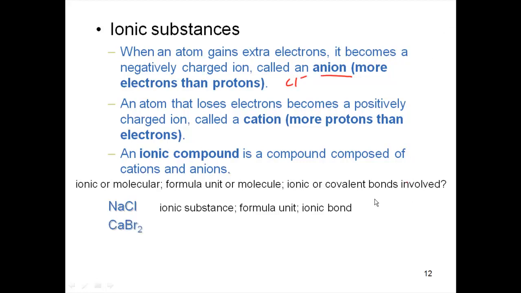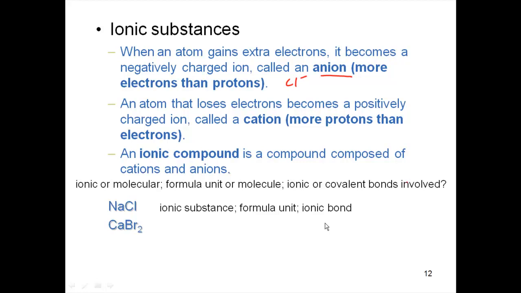Let's look at calcium bromide. Okay, what kind of bonding do we have there? Well, once again, we've got a metal and a non-metal. Now notice there are two bromines to every one calcium. That gets into the charges. We need that whole charge to be neutral.